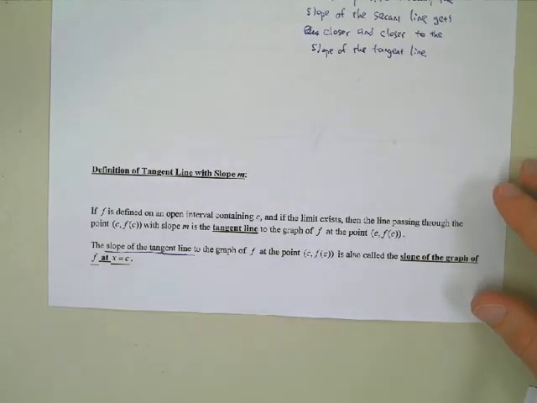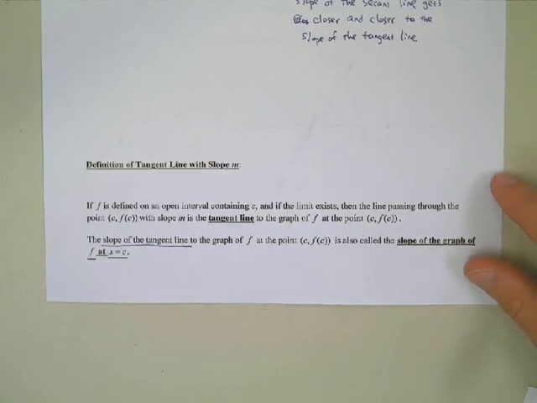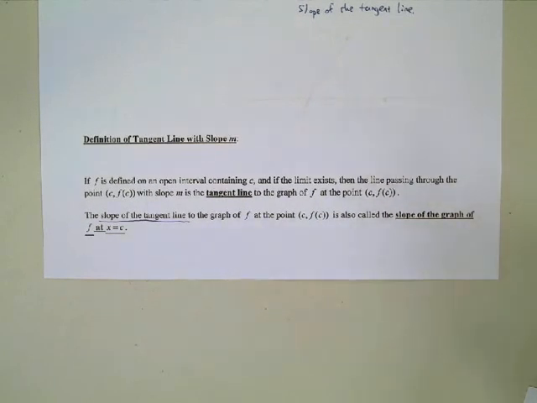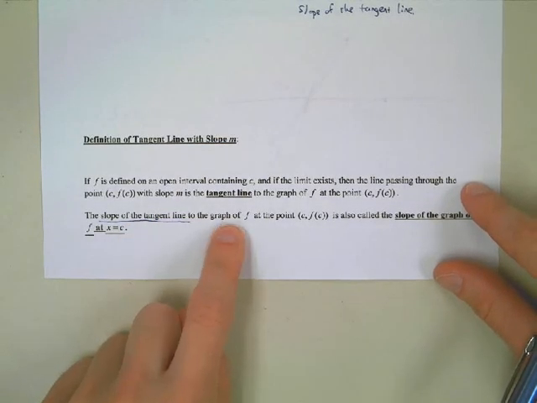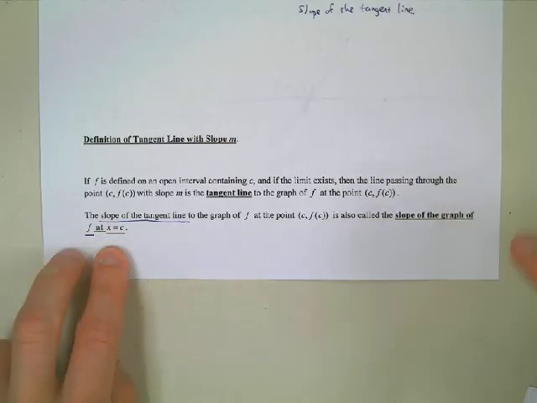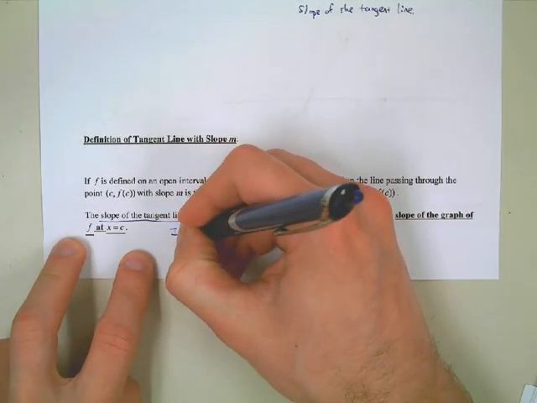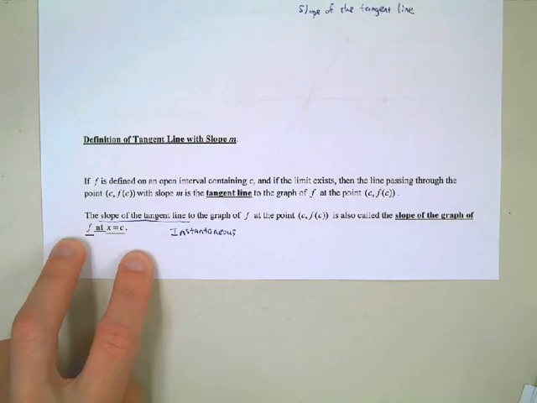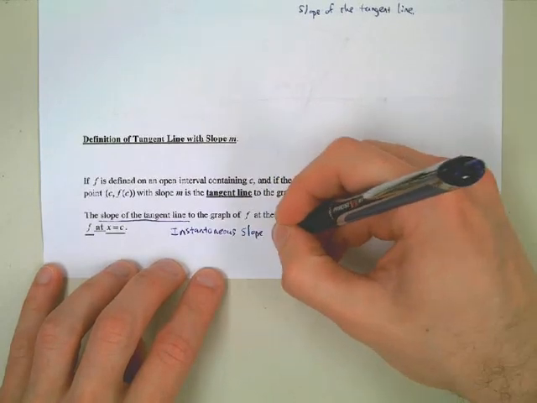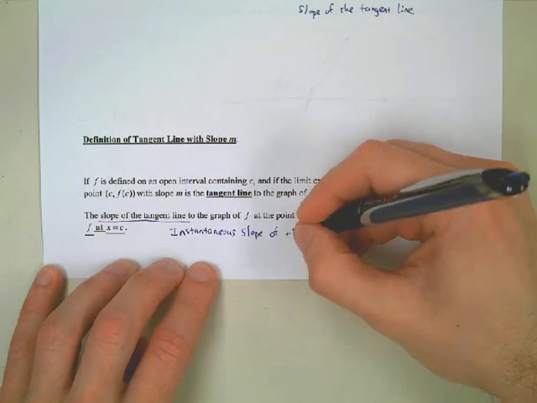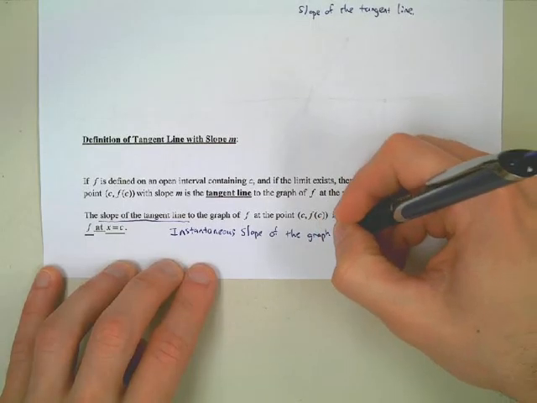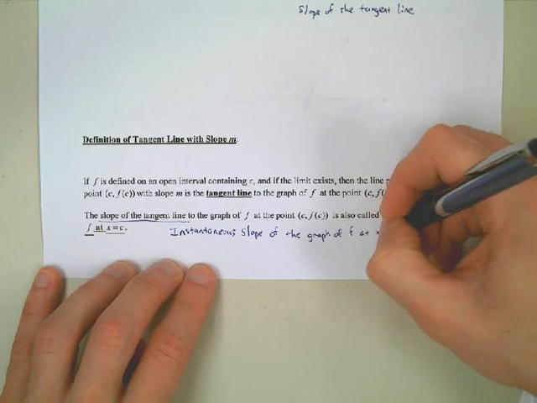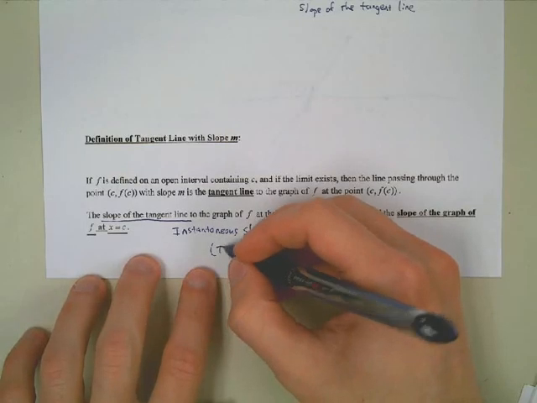That's one thing we really want to make sure we have on lockdown in our brains: there are multiple ways in calculus to ask the same question. If you're asked to find the slope of the tangent line of f, that means the same thing as finding the slope of the graph of f at x equals c. It's also the same as finding the instantaneous slope of the graph of f at x equals c, or also the instantaneous rate of change. All of these things are synonymous.